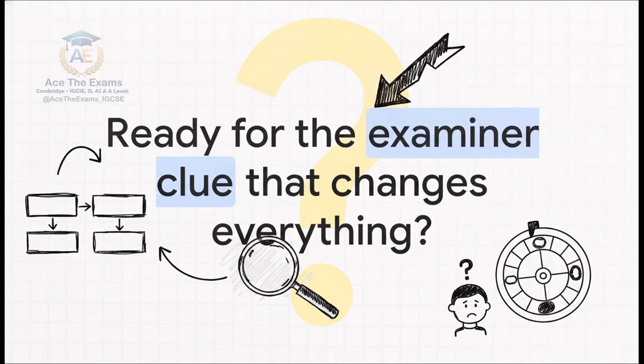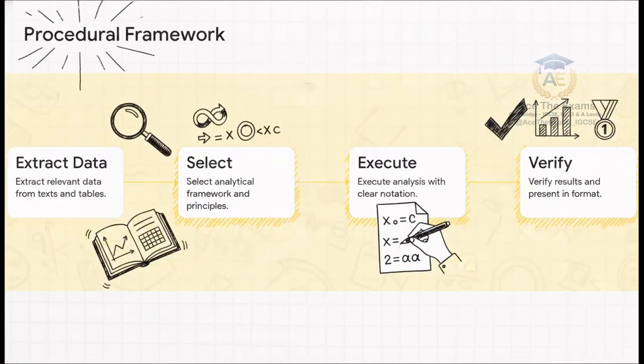Which brings us to a really critical turning point. In a moment, I'll show you the exact examiner clue that changes the answer completely. But first, you need the procedural framework that makes that clue completely obvious to spot. If you skip this framework, you're basically going to be playing a guessing game with a mark scheme for the rest of your revision. So here is your ultimate procedural framework to systematically process complex exam questions without ever losing your way.